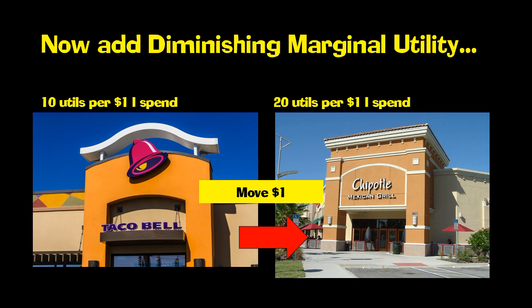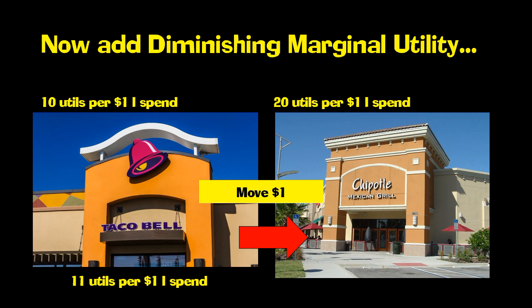And I know I keep saying this, but we need to think this way, right? Economists think this way, diminishing marginal utility. Yes, diminishing marginal utility. I need to reallocate my resources toward things that give me lots of utility per dollar.